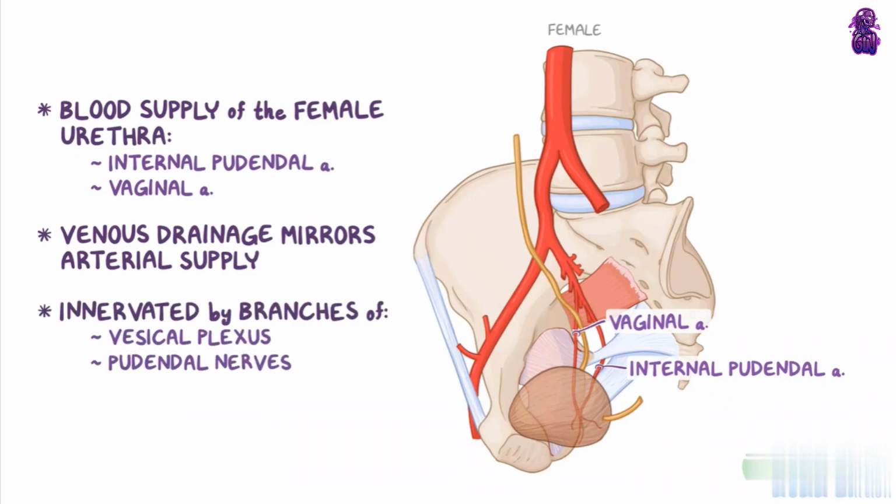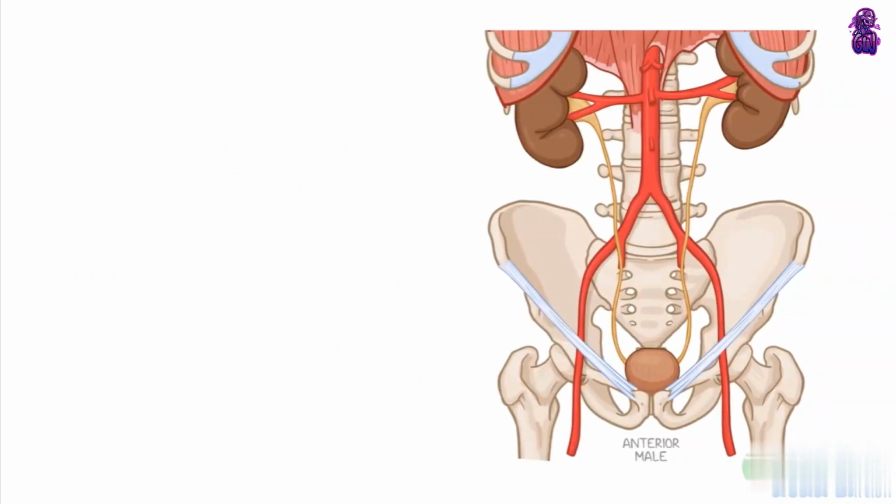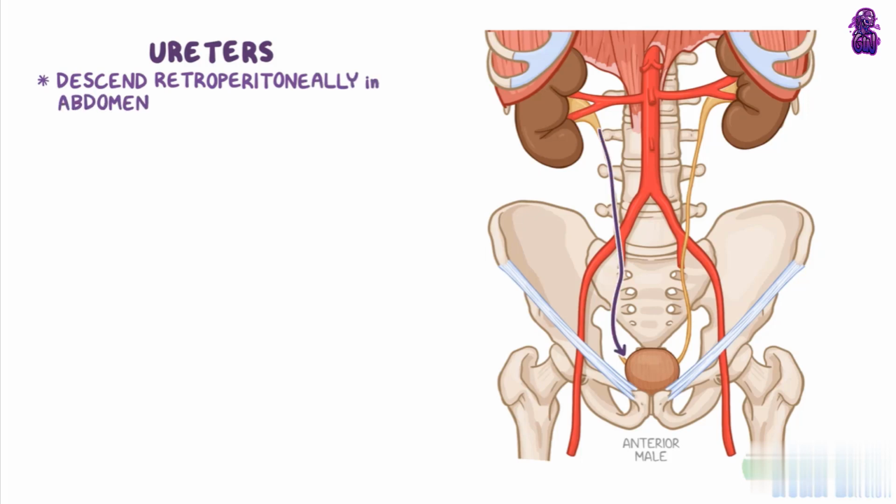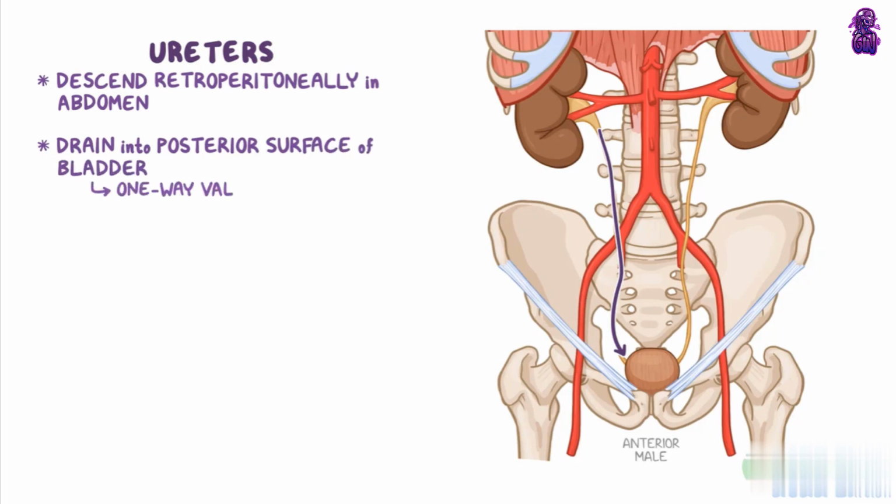Alright, as a quick recap, let's follow the path of urine and the organs it passes through along its way. First, the urine exits the kidneys into the ureters, which carry it to the urinary bladder. The ureters descend retroperitoneally in the abdomen and eventually enter the pelvis, where they drain into the posterior surface of the urinary bladder, forming a one-way valve that prevents urine from flowing back into the ureters during micturition.